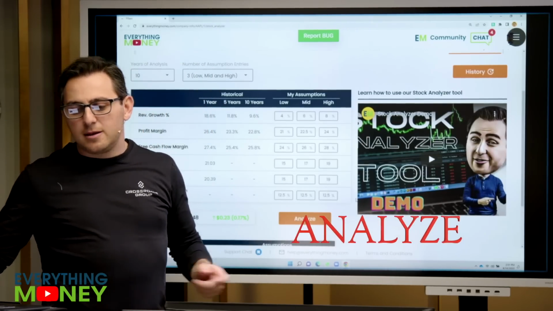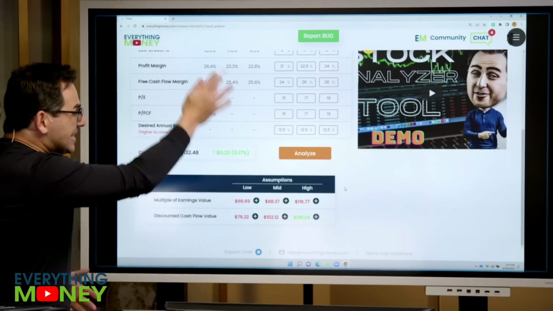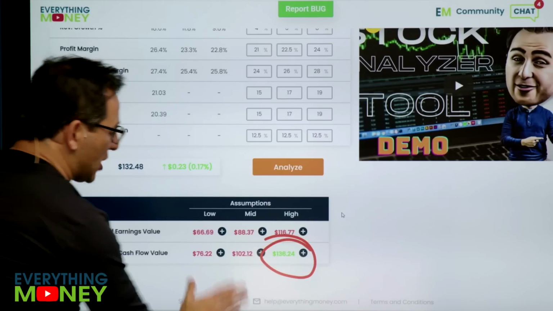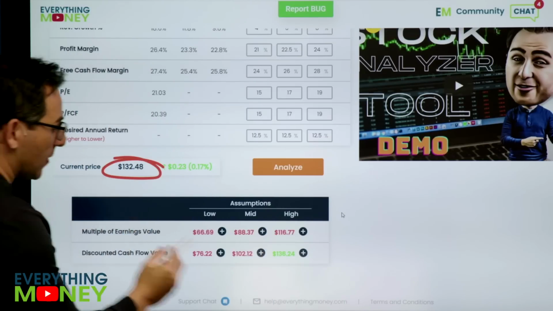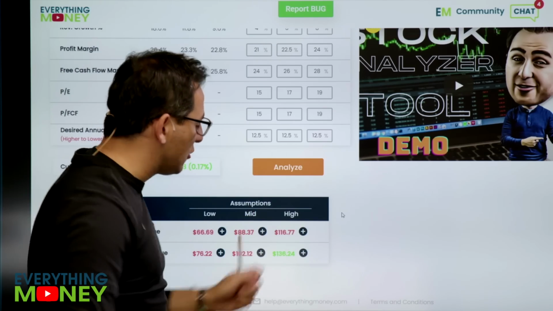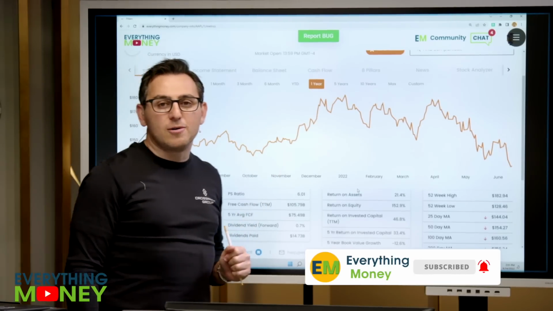I hit the analyze button. The stock is currently at 132. And it's currently saying that based on these assumptions above, it might be a little expensive. We only have one metric that says check mark. But guys, we're at 132 and we have 116 and 102 very close. Now you might sit there and say, well, Paul, that's still 25% lower. Guys, remember, it was 183 just months ago, and now it's 132.